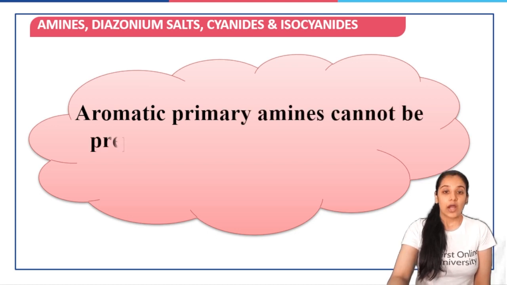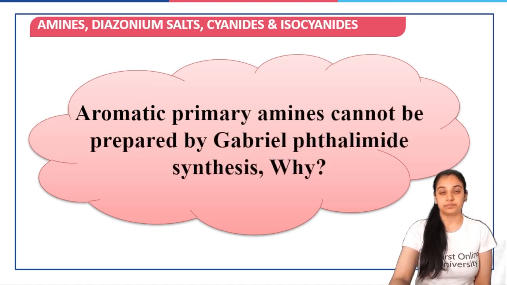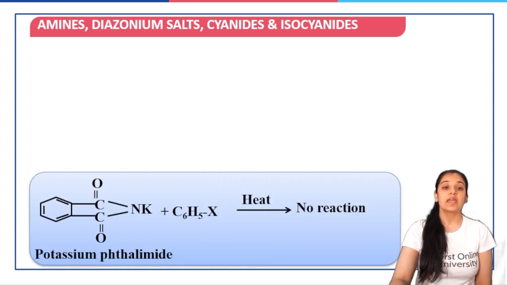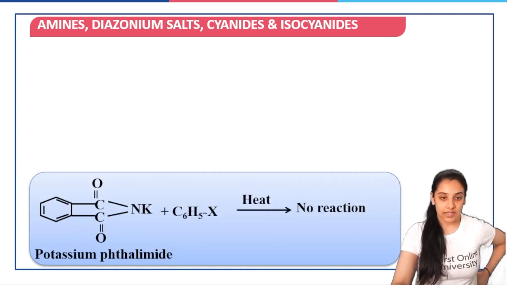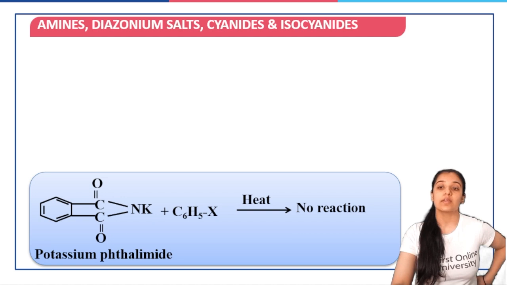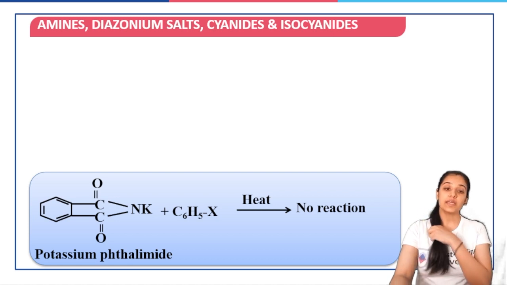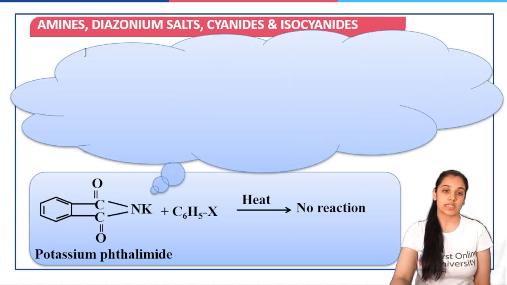Aromatic primary amines. Remember, aromatic primary amines cannot be prepared by Gabriel phthalimide synthesis. Why? What's the reason for it? If you look at potassium phthalimide here and you react it with, say, halobenzene, okay, chlorobenzene, bromobenzene, whatever, and you heat it, you see that there is no reaction taking place.